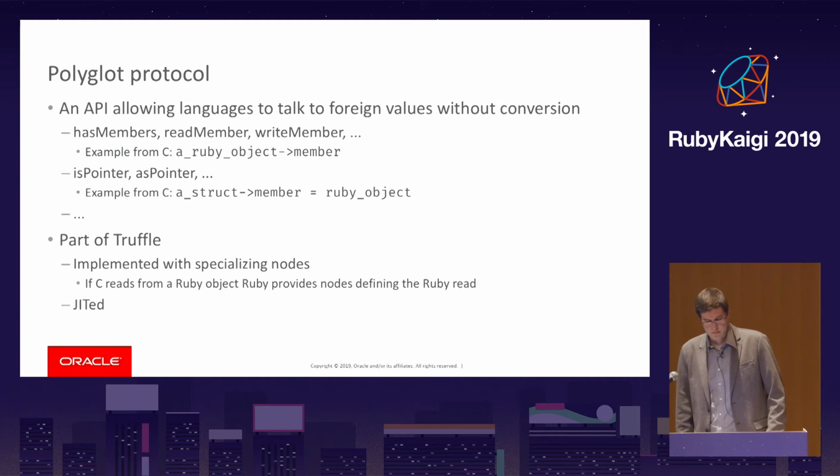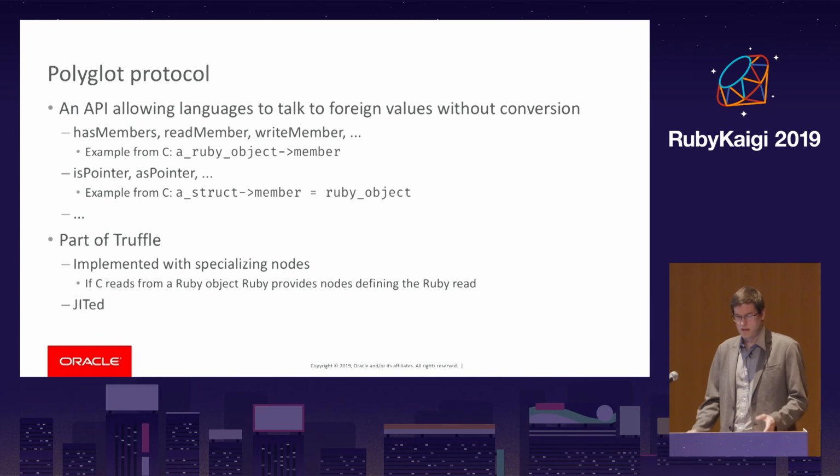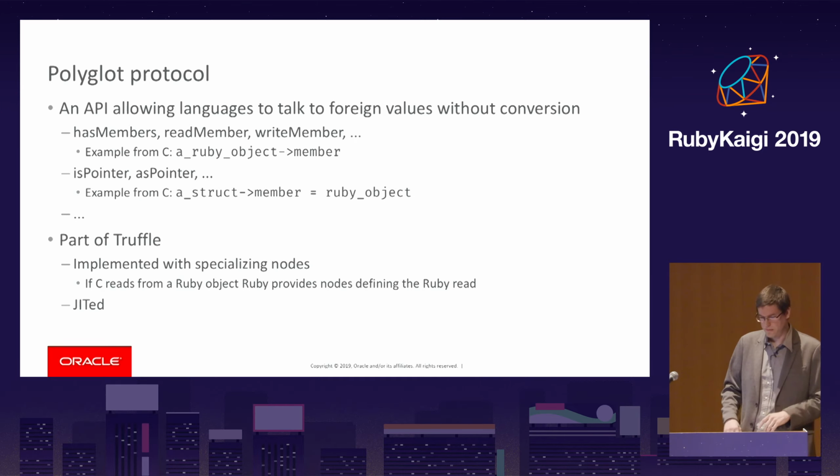And this is again implemented with specializing nodes, as almost everything is in Truffle, which means that this works somewhat as follows. If C code reads something from a foreign Ruby object, at the beginning it's uninitialized, and the first time it's executed, it asks the Ruby language what a read from a Ruby object actually looks like. That initialized node representing the reading from the foreign object is then represented with a different node which knows how to read the value from the Ruby object. And then later this is compiled efficiently.